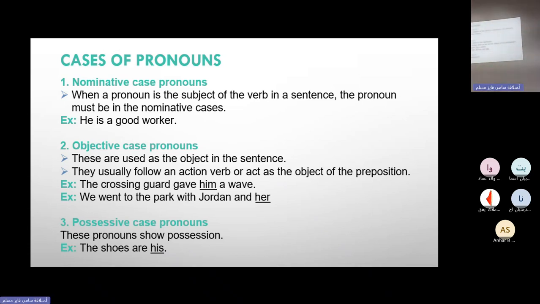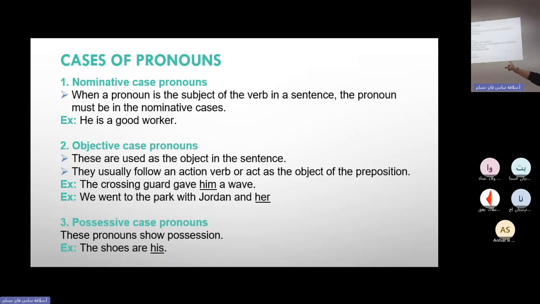objective case pronoun هذا لما يكون pronoun مفعول به. اوكي so these are used as objects in the sentence. يعني بيكون في عندنا فاعل وفعل وعندنا الobject. اوكي they usually follow an action verb or act as the object of the preposition. Example يا ولاء online. The crossing guard gave him a wave.